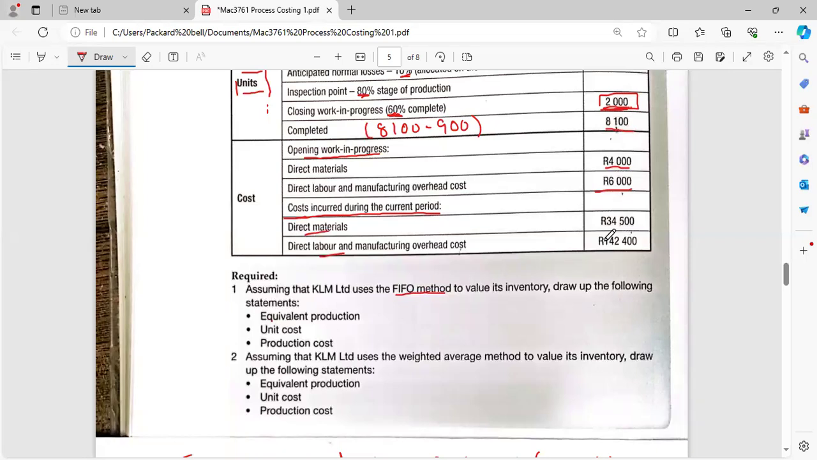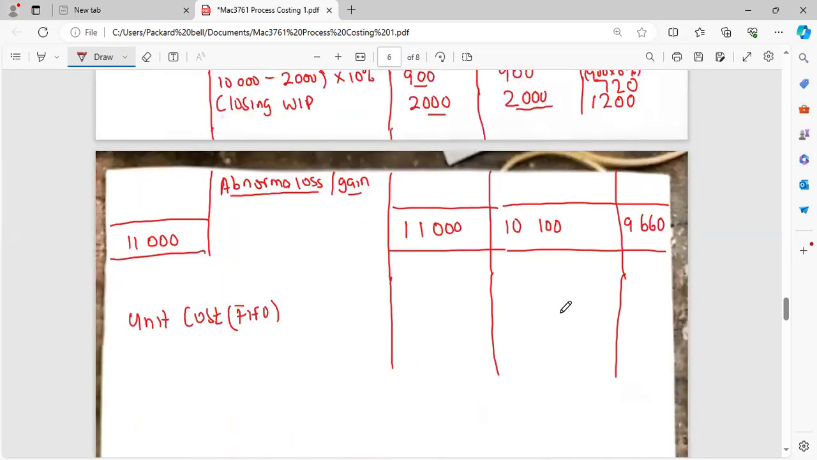So we go to our column and take 34,500 and 142,400. In terms of material, we have 34,500. Then in conversion, we have 142,400. Right, so the cost per unit is easier now. We just divide by... So what is going to be the total if we add 34,500 and 142,400? It's going to give us 176,900.